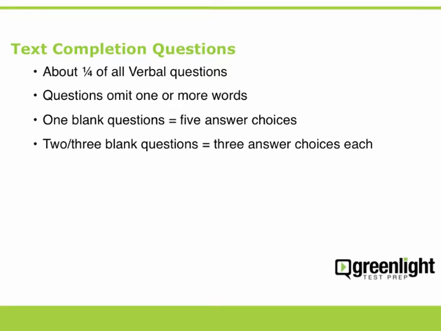The answers for multiple blanks are chosen independently, which means eliminating an answer for one blank will not automatically eliminate any of the answers for the other blank or blanks. 2 and 3 blank text completion questions may have up to 5 sentences in the passage. However, we have to correctly answer all blanks in order to receive credit. There is no partial credit.